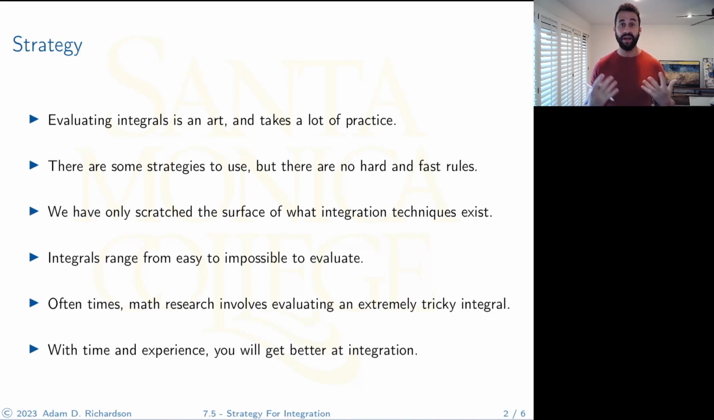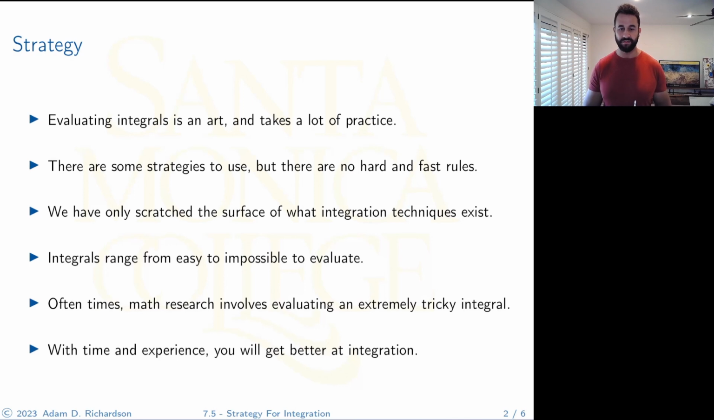The other thing I'll say is that oftentimes math research involves evaluating an extremely tricky integral. For me, a lot of my research boils down to trying to evaluate difficult integrals in multiple dimensions, because a lot of my research involves n dimensions, where n is any positive integer. So I get a lot of multiple integration problems and a lot of tricky integrals, and I have to try to figure out just even how to evaluate them, if they are even evaluable. That's not even guaranteed. This is actually a lot of what math research can be like, depending on what field of math you're doing your research in. But just know that with time and experience, you will get better at integration.